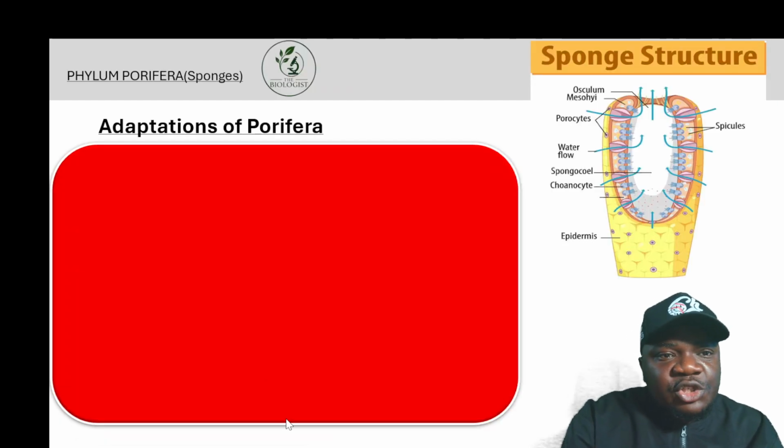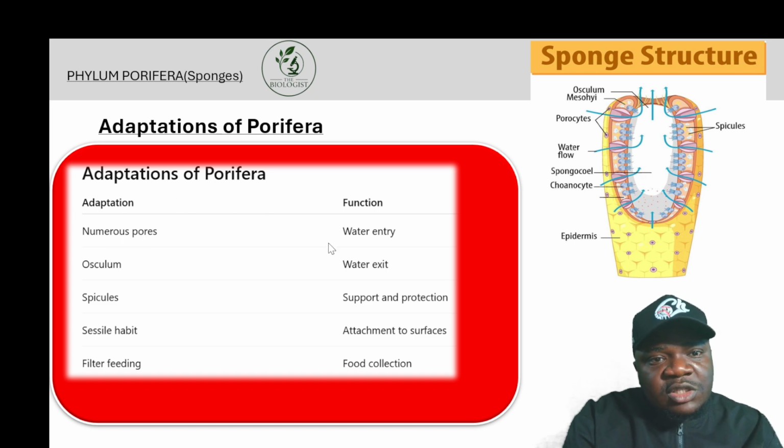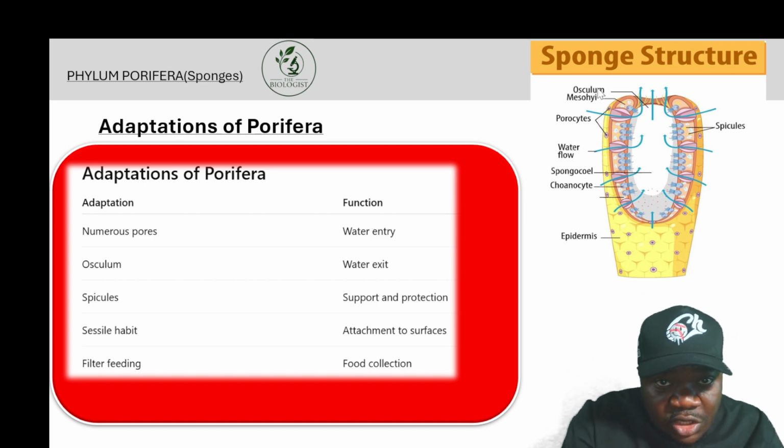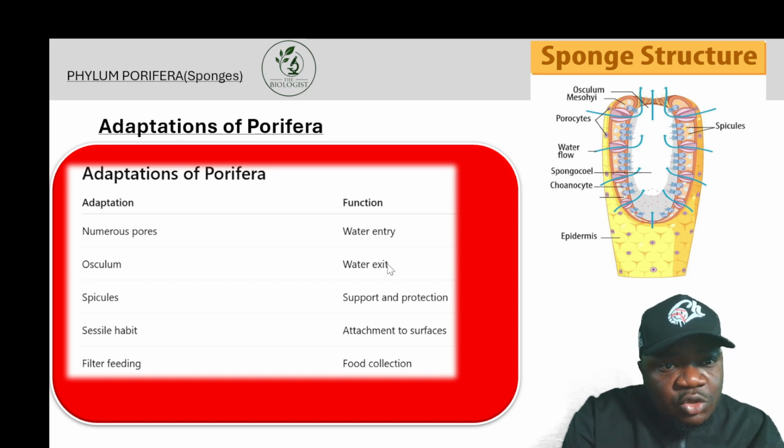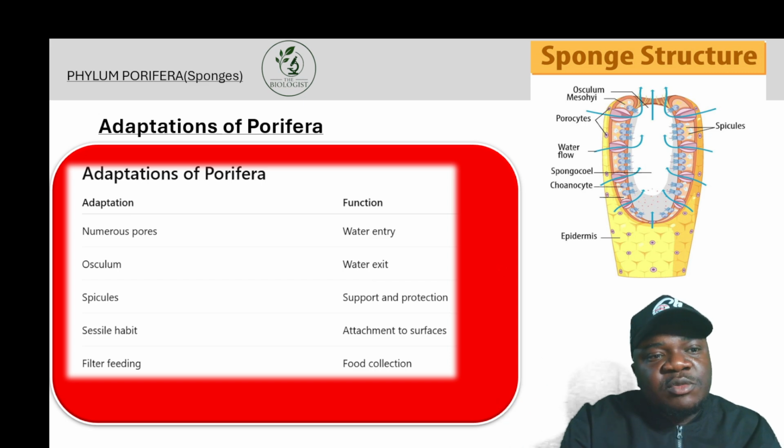So, adaptations of porifera. They have a lot of structures. You can see this diagram here. They have different structures here, and all these structures perform a vital function. Here they have numerous pores, and what they do is help with water entry. You can see pores in the body. They have a lot of pores, and you have the osculum. The osculum, which is here, you can see the osculum at this point. All it does is help in water exit, so water can easily exit from the sponge.